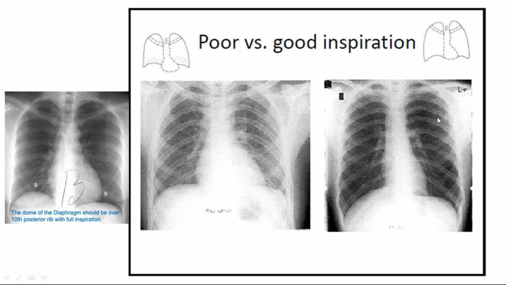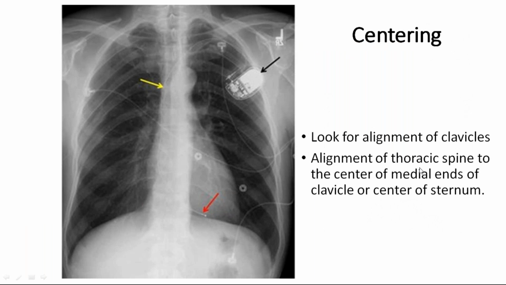And also you can see the darkness of the fields. Because they are full of air, the lungs appear much darker in inspiration, while in expiration, because of the small amount of air in the lungs, they appear less blackish. So this is how to differentiate an inspiratory from an expiratory film.